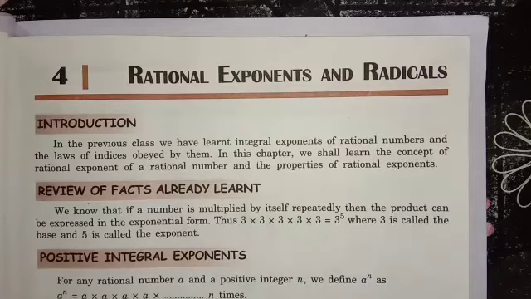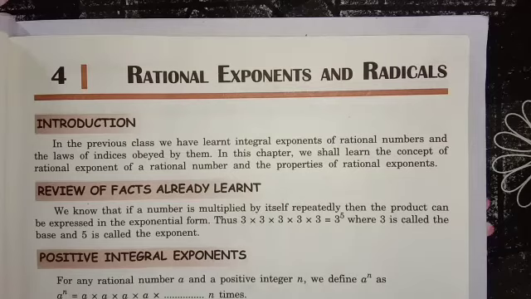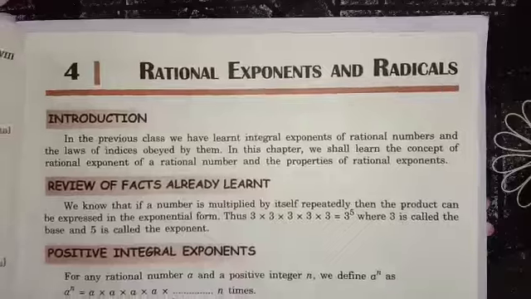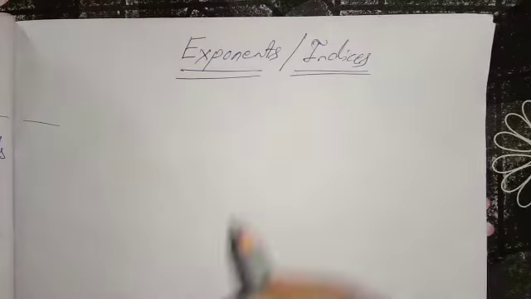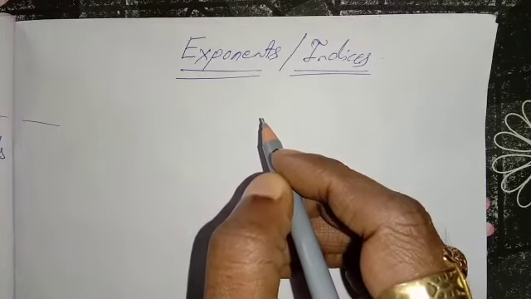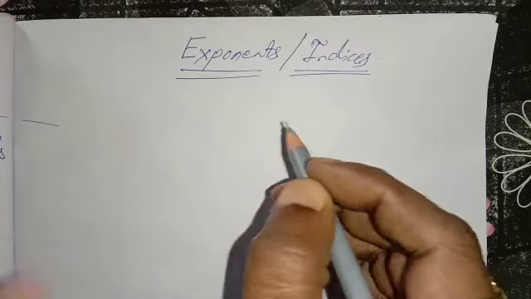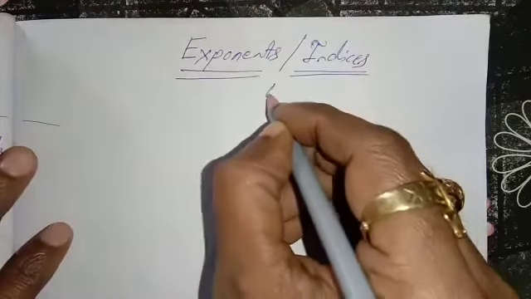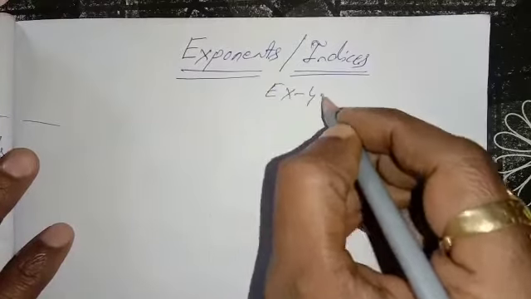Let us revise the chapter Rational Exponents and Radicals. The name of the chapter is Exponents and Radicals. Okay. So, see the Exponents and Radicals chapter, Exercise 4.1. Exercise 4.1.